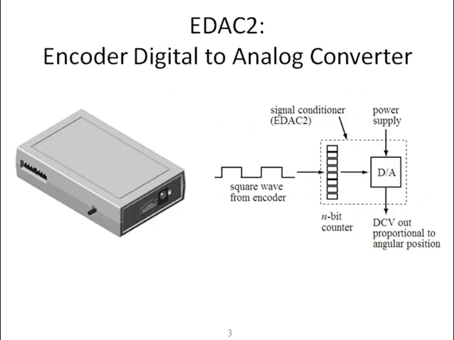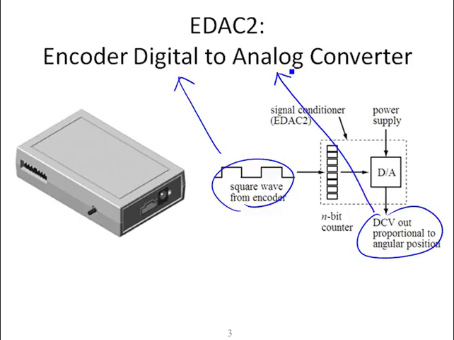This square wave will be further fed into the second component of the system, the digital to analog converter. The square wave itself is digital, and it serves as the input of the converter. Inside the digital to analog converter, first a digital counter will be counting how many square waves there are from the encoder, and then it will be converted to an analog signal. This analog signal is proportional to the angular position eventually.